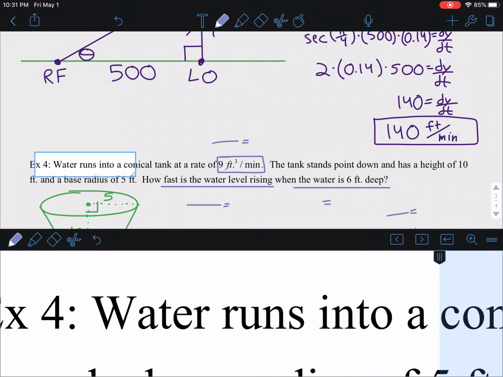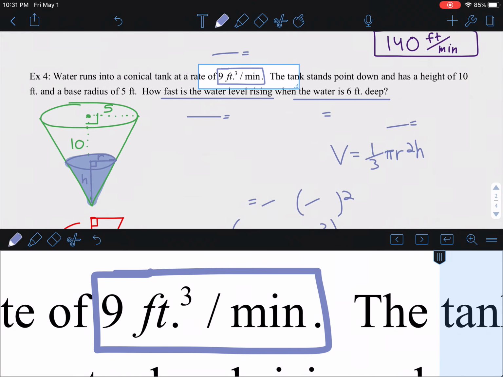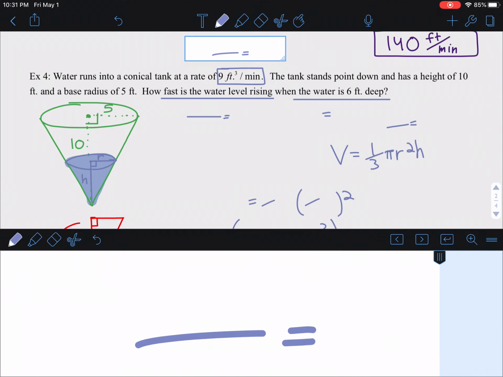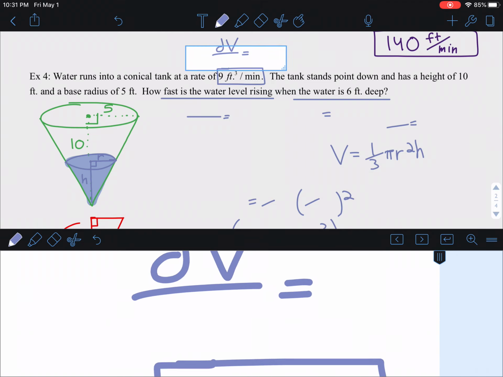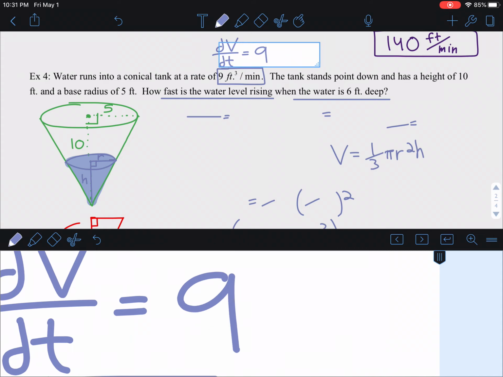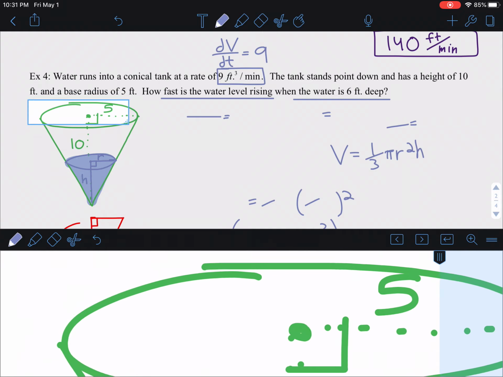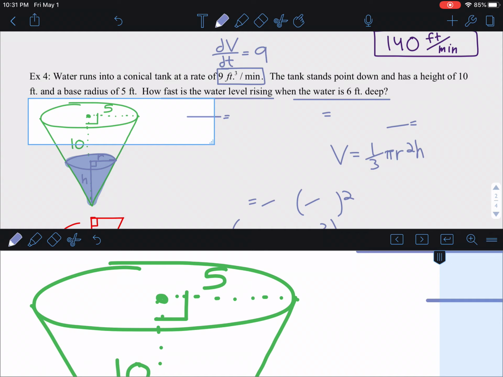Okay, well, let's come back in here. Water runs into a conical tank at a rate of 9 feet cubed per minute. So again, feet cubed, that's a rate of change of volume per minute. So that's over time, and that's going to be 9. And that's going to change the volume of the cone of water. The tank, that cone, its volume is fixed.